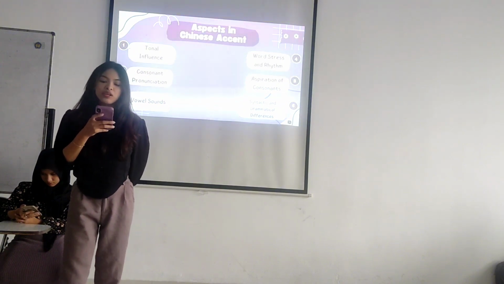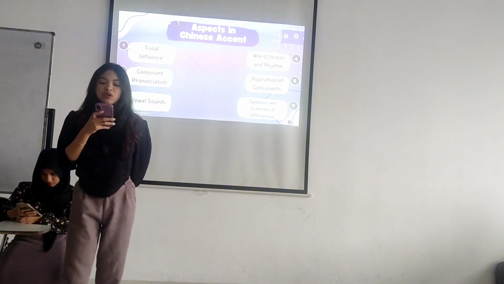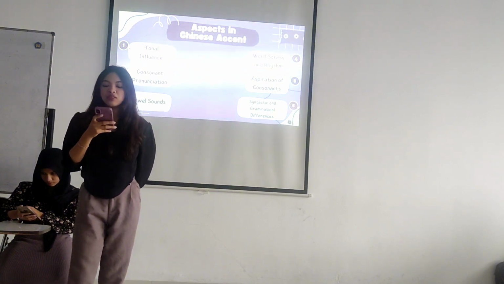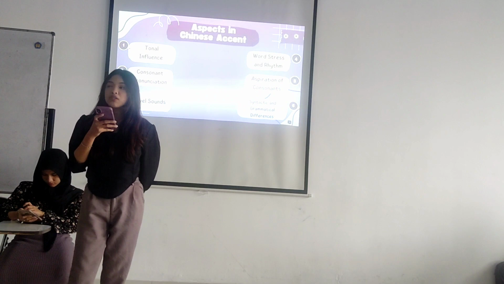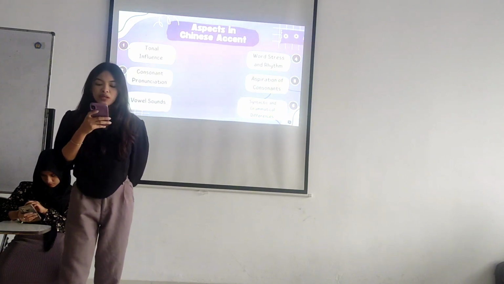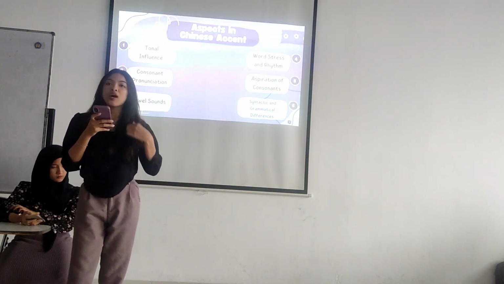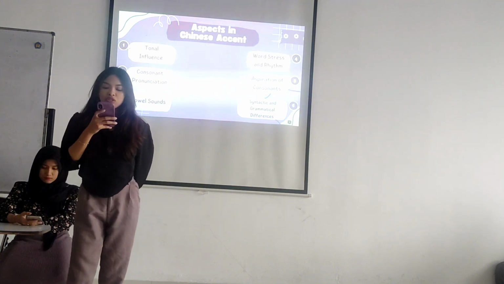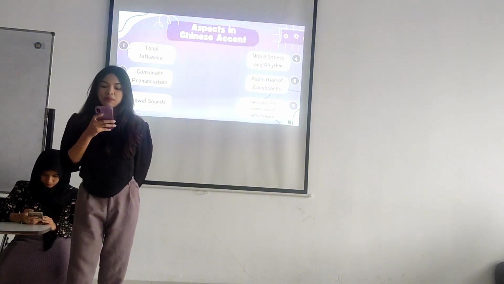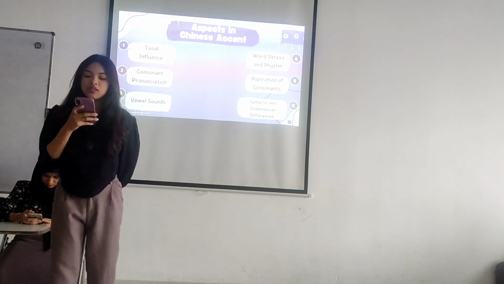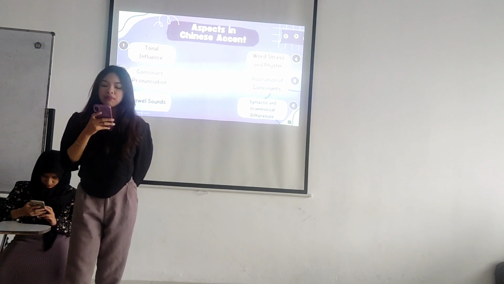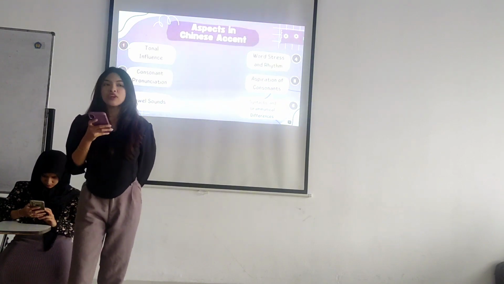Speakers, depending on their native language, may have distinct ways of pronouncing certain English consonants. For example, the R and L sound might be challenging, and some speakers might replace one with the other. And there are vowel sounds. The pronunciation of English vowel sounds may be influenced by the vowel sounds in the native Chinese language. Some vowel sounds in English might be pronounced differently or with variations.